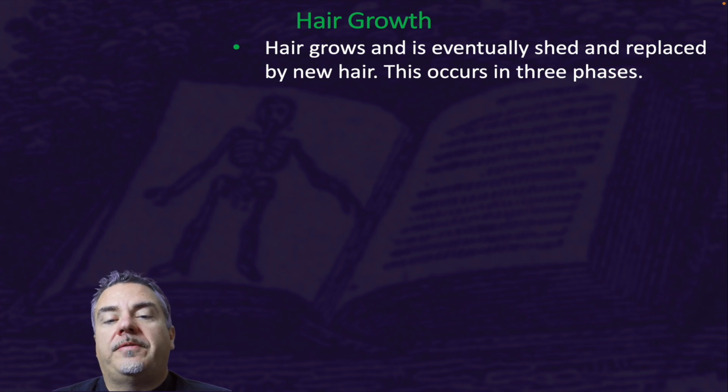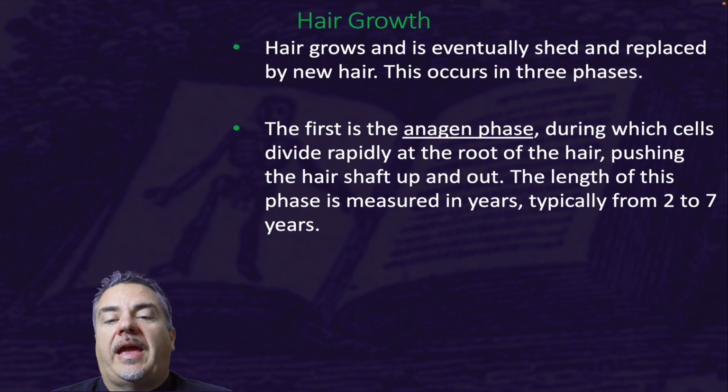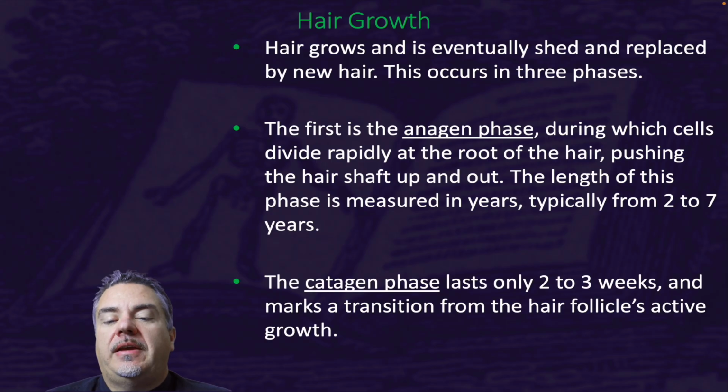This occurs in 3 phases. The first is the anagen phase, during which cells rapidly divide at the root of the hair, pushing the hair shaft up and out. The length of this phase is measured in years, typically from 2 to 7 years. The catagen phase lasts only 2 to 3 weeks and marks a transition from the hair follicle's active growth.